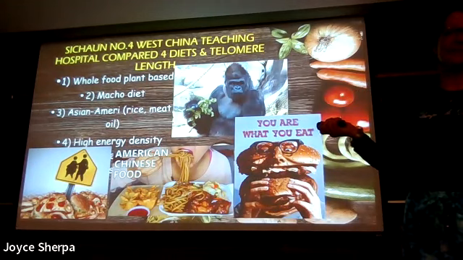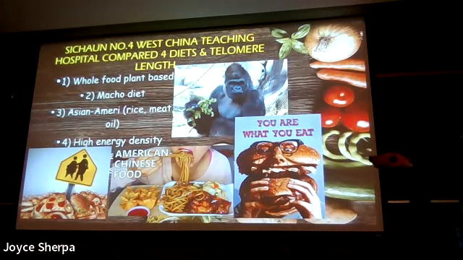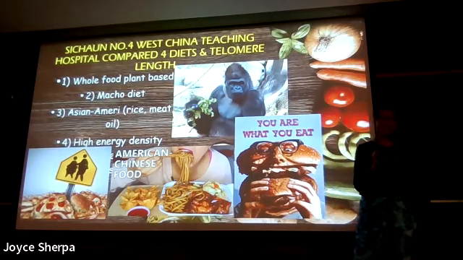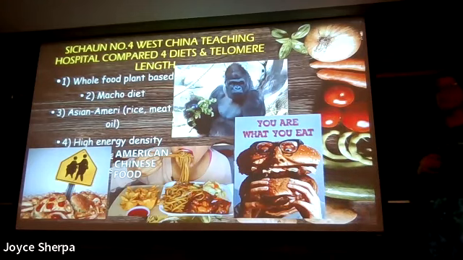What they looked at was the length of the telomeres of the people on these diets. And anybody want to guess who had the longest telomeres? Well, of course, the ones who were eating whole food, plant-based. Because it turns out you can make your telomeres longer. I don't know how they figure this out, but your telomeres decrease by about 15 base pairs every year, unless you're eating healthy.